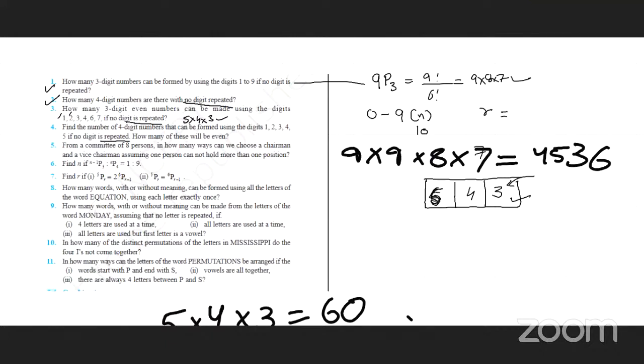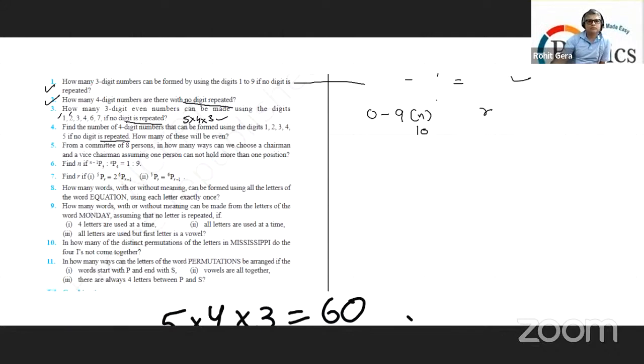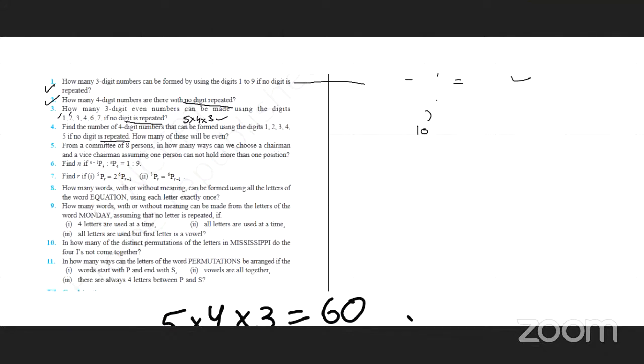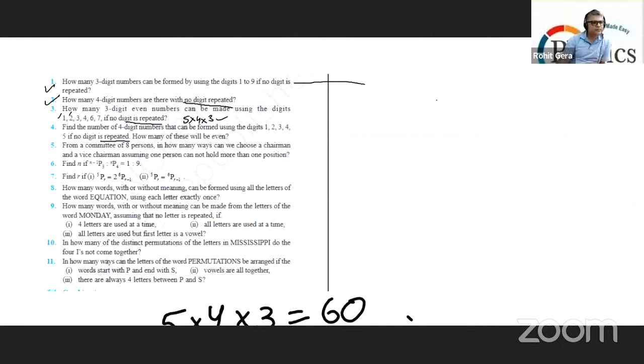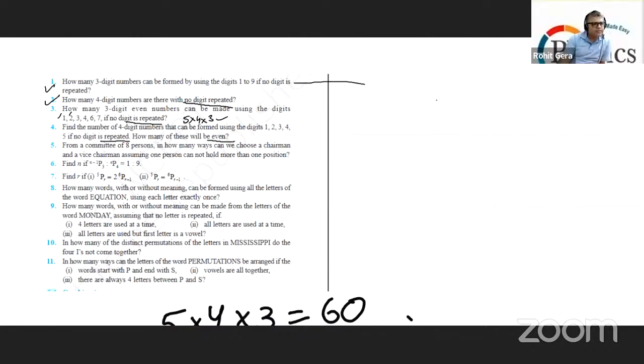The digits that can be formed using 1, 2, 3, 4 and 5 are 5 into 4 into 3 into 2, I mean 5 factorial. Now find the number that can be formed, if no digit is repeated and these are even again. First part is 4 digits and no digit is repeated. So 1, 2, 3, 4, 5: 5 into 4 into 3.